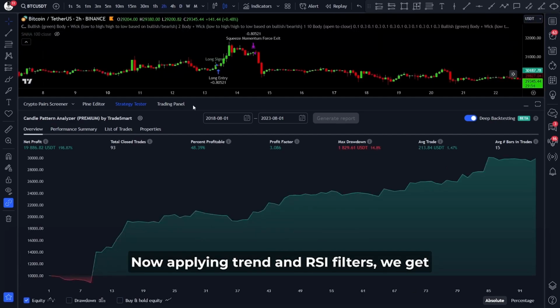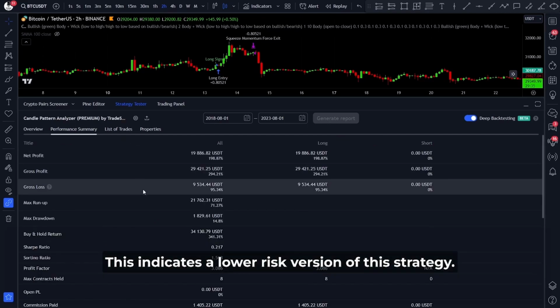Now applying trend and RSI filters, we get some interesting results. On the 2-hour chart, while it lowered the net profit to 119%, the profit factor increased to 3 and the maximum drawdown reduced to 14%. This indicates a lower risk version of this strategy.